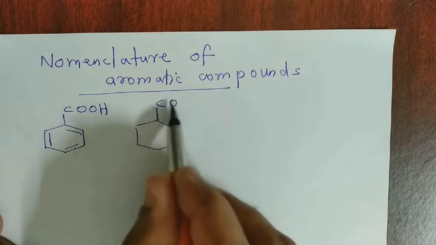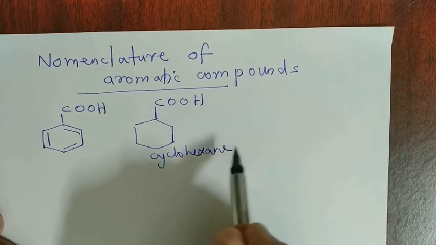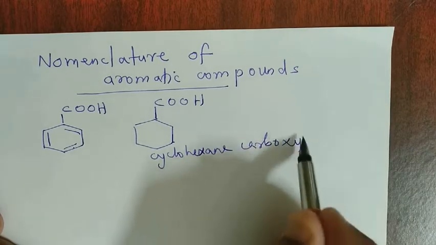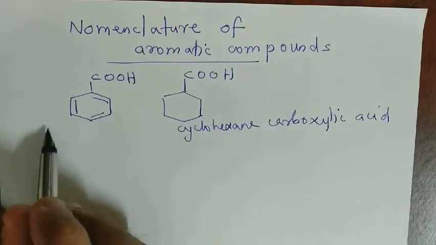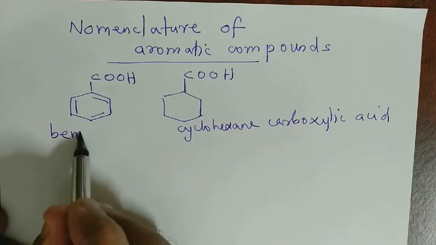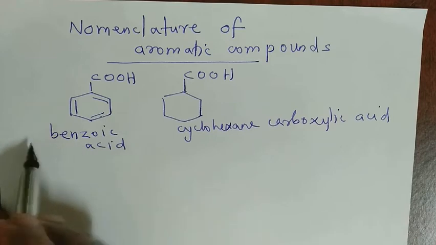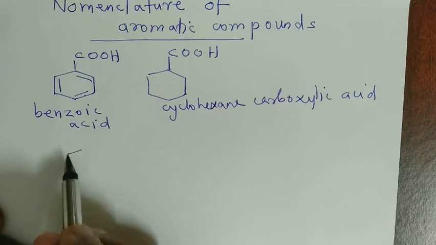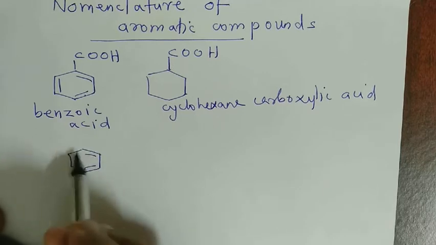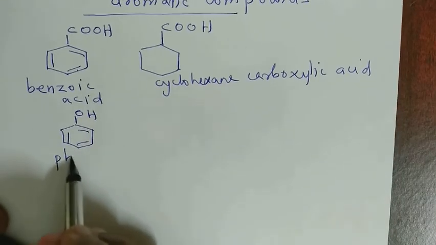Remember that this compound is named as cyclohexane carboxylic acid in IUPAC, whereas this compound has its common name in the IUPAC system also. So the name is simply benzoic acid. Similarly, a large number of common names have been accepted and retained in the IUPAC system of nomenclature.